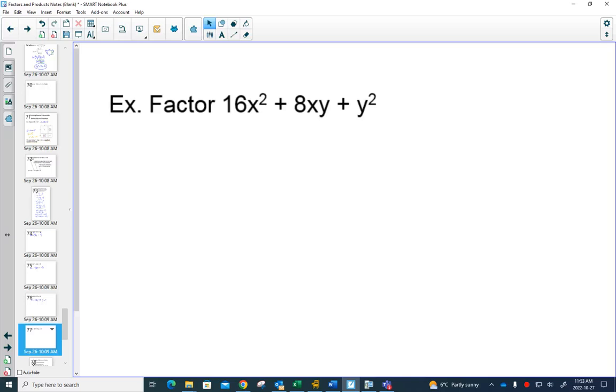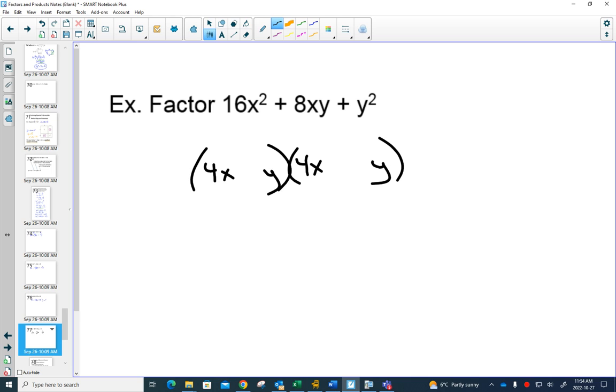Can this one be perfect? Let's try it. If it was a perfect square, it would be 4x and x, y and y. Does it work out? No.